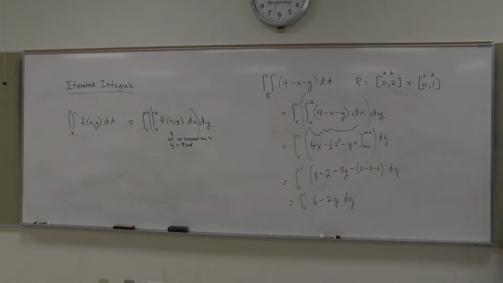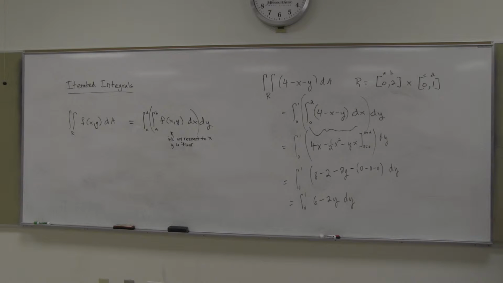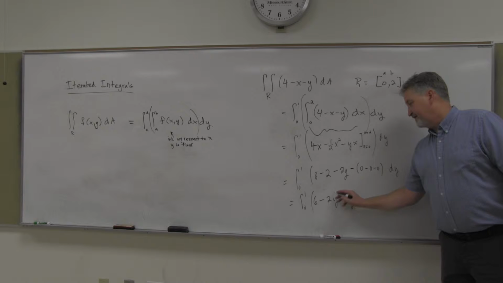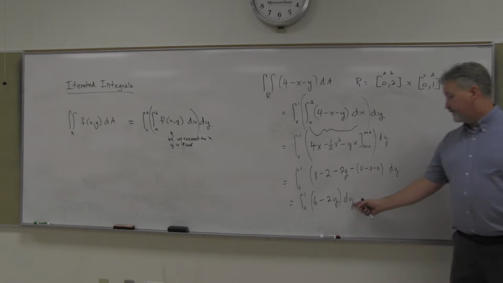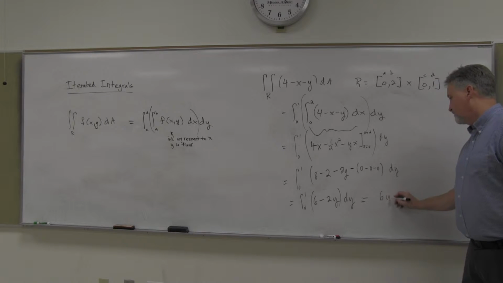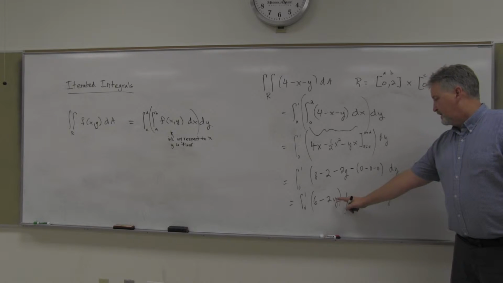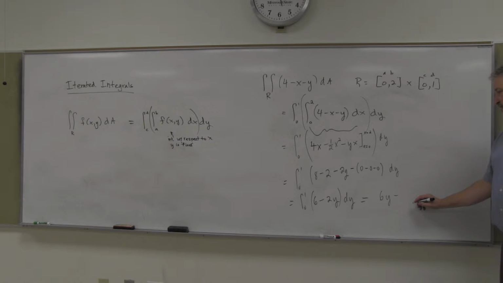Now that's more like what we've encountered before. We know what to do with that, hopefully. This is now just a simple one-variable integral. We're doing it with respect to y, so what are we going to get? 6y minus y squared, because we divide by 2, so it'll just be minus y squared. And then evaluate that from 0 to 1.